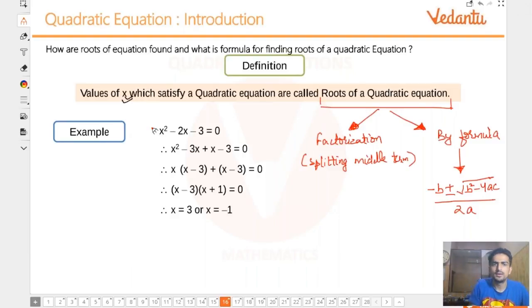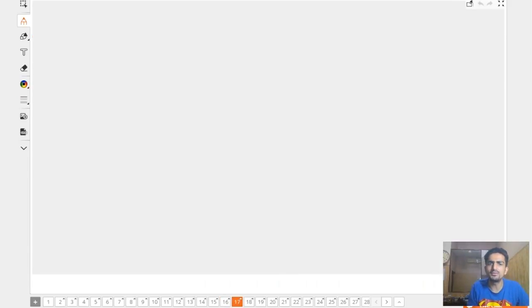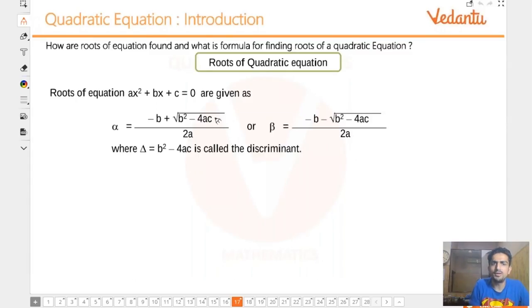This is one example for factorization. I don't think I need to cover it. You must be good at factorization. For the formula, let me take one or two examples. This is the formula. One root is minus b plus root d by 2a, and the other is minus b minus root d by 2a. And we call this d the discriminant.